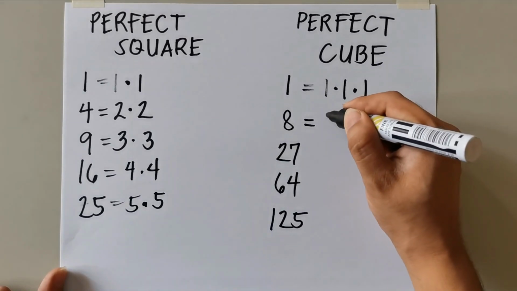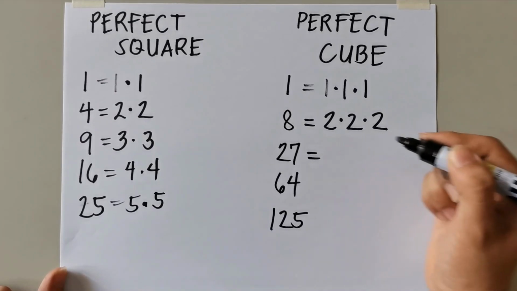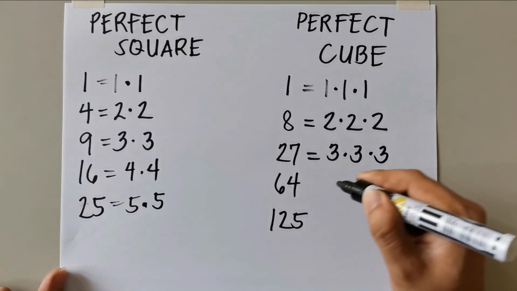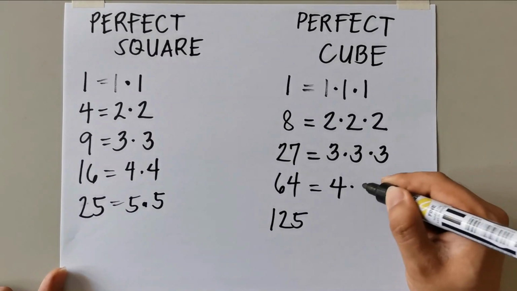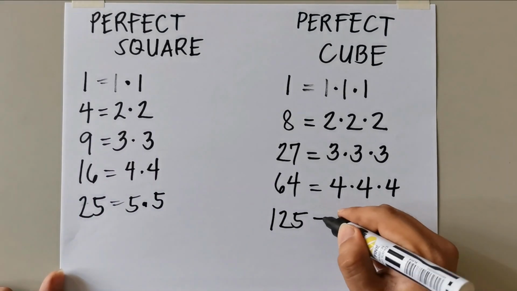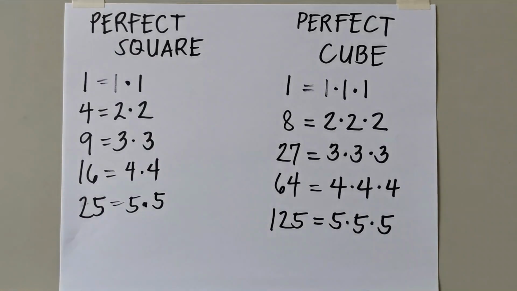For 8, we have 2 times 2 times 2. For 27, we have 3 times 3 times 3. For 64, we have 4 times 4 times 4. And last but not the least, 125, we have 5 times 5 times 5. So as you can see, that's what makes a perfect square different from a perfect cube. It's the number of times a certain number is being multiplied, but the idea is the same.